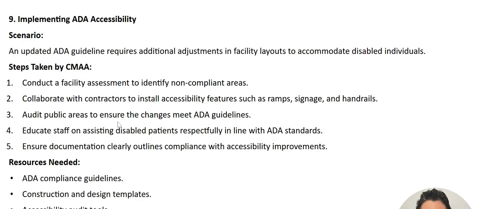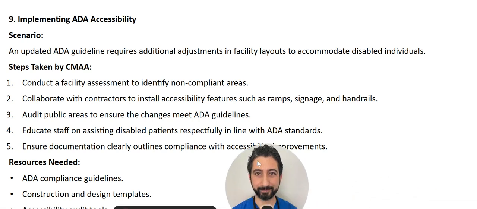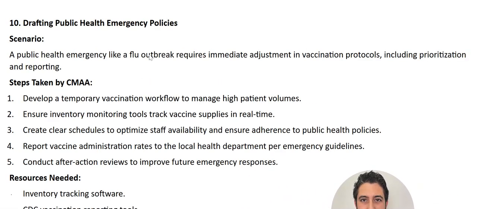Audit public areas to ensure they meet ADA guidelines. Educate staff on assisting disabled patients respectfully in line with ADA standards. Ensure documentation clearly outlines compliance with accessibility improvements. Resources needed: ADA compliance guidelines, construction and design templates, accessibility audit tools. The impact here enhances patient inclusivity, avoids legal repercussions, and elevates the organization's reputation as an accessible care provider.